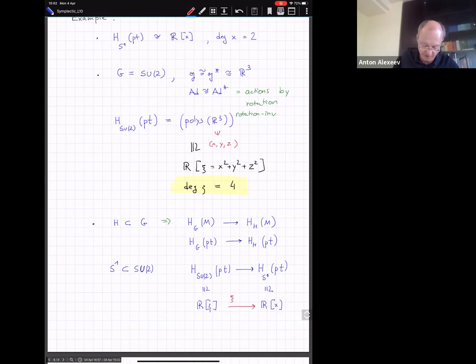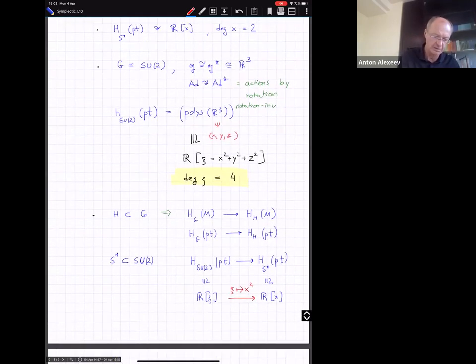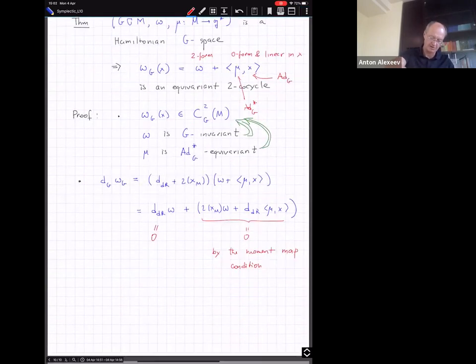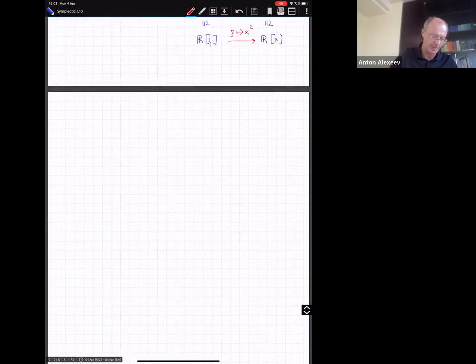So this map is defined by the substitution Xi equal to X squared, right? So Xi is a generator of degree 4, X is a generator of degree 2. So you are mapping Xi to X squared. So that's the answer.